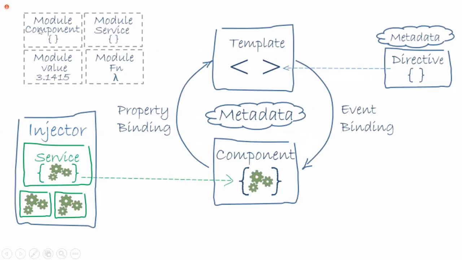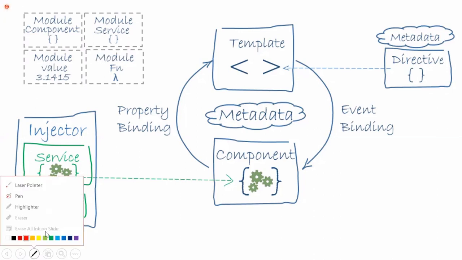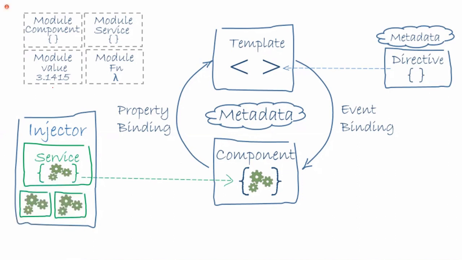Now here module component, module service, module function, module value. That is nothing but a factory of components and services. So functions, values, all these are factories. The factories are injected into service, and service is injected into component. And component is a template which is used in your application by using a directive.